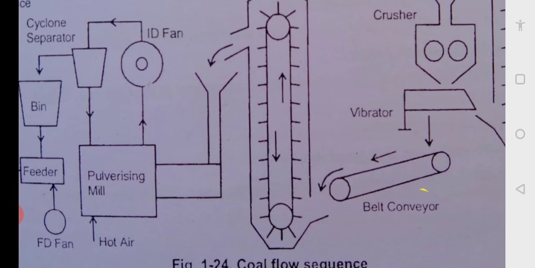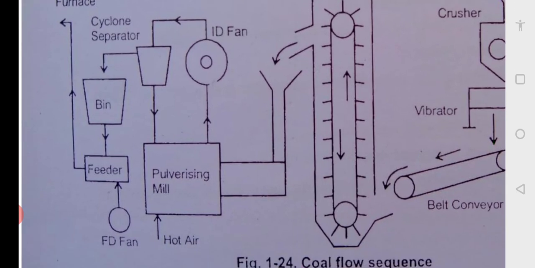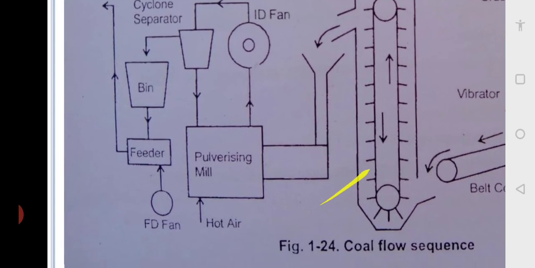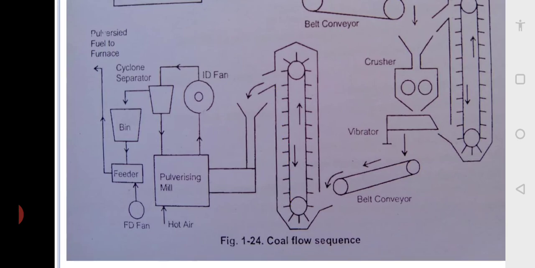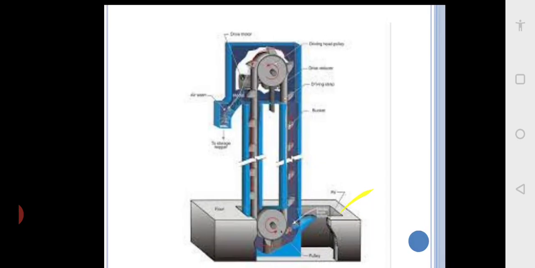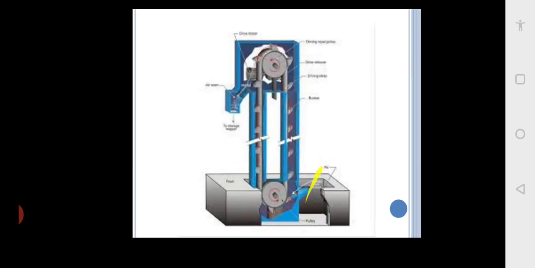Vibrator, again you have got a belt conveyor, and then you have got this pulverizing mills, ID fan, separators, and ultimately the pulverized to the extreme left you can see pulverized coal is sent to the furnace for burning.